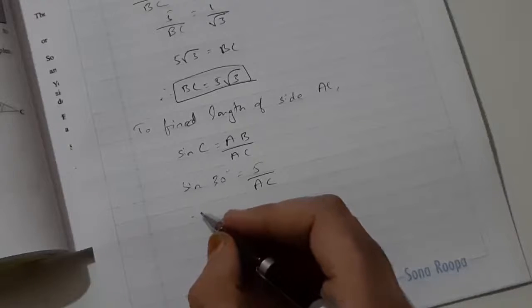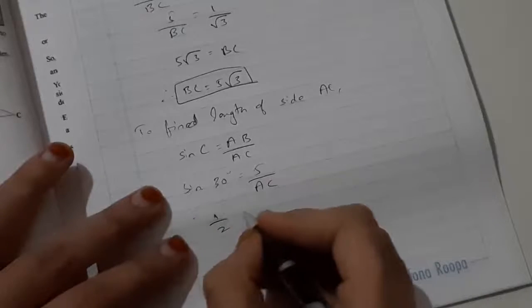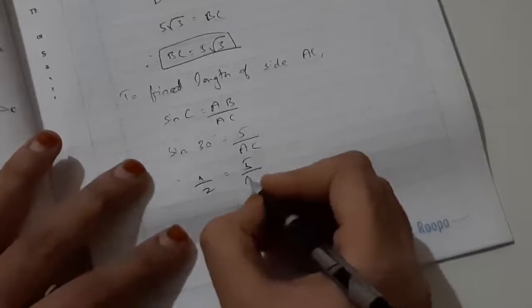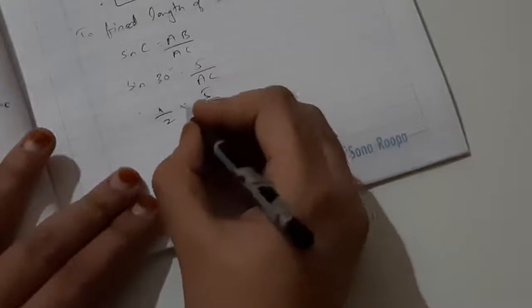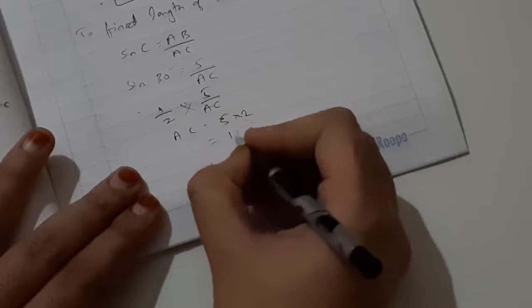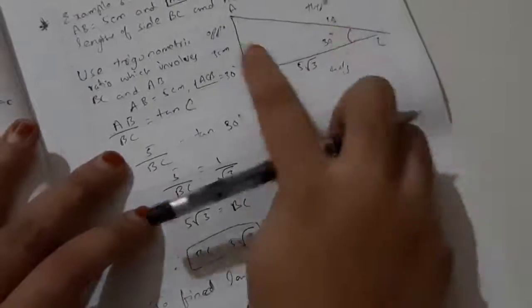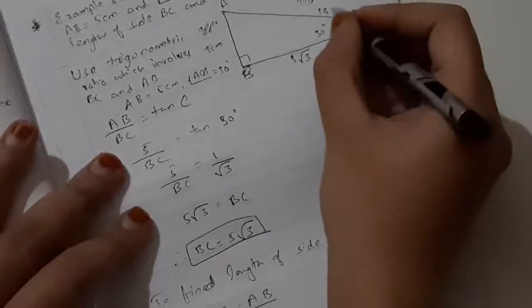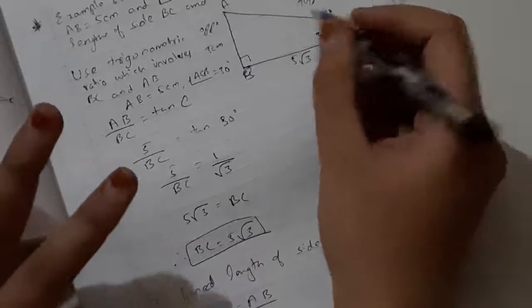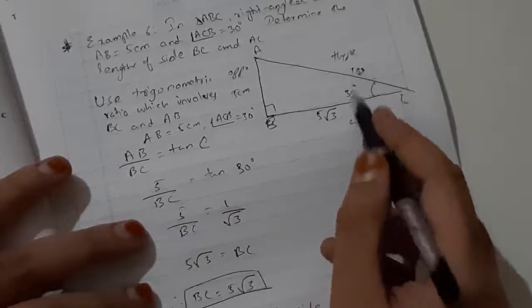What is sine 30, guys? Sine 30 is 1 divided by 2. So this is 1 by 2, which is equal to 5 by AC. This will get cross multiplied. So AC is equal to 5 into 2, which is equal to 10 centimeter. So AC is equal to 10 centimeter. So you found all the asked sides. The given was one side and one angle, and you found the remaining.